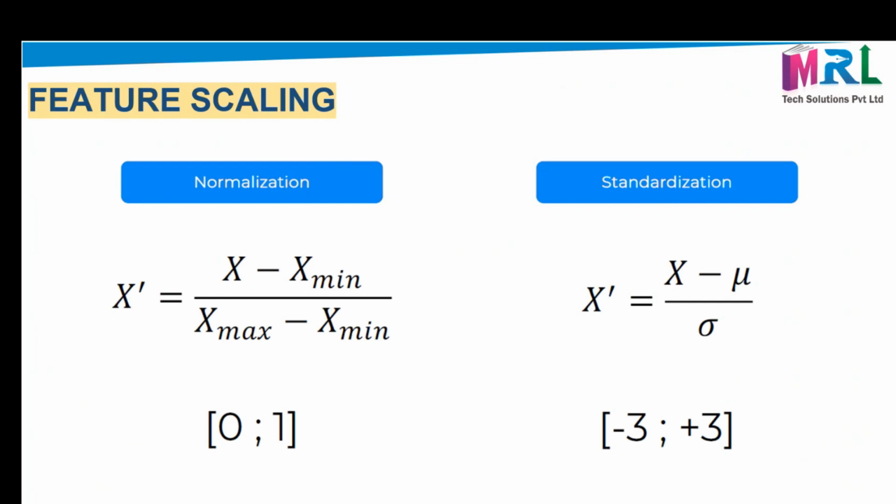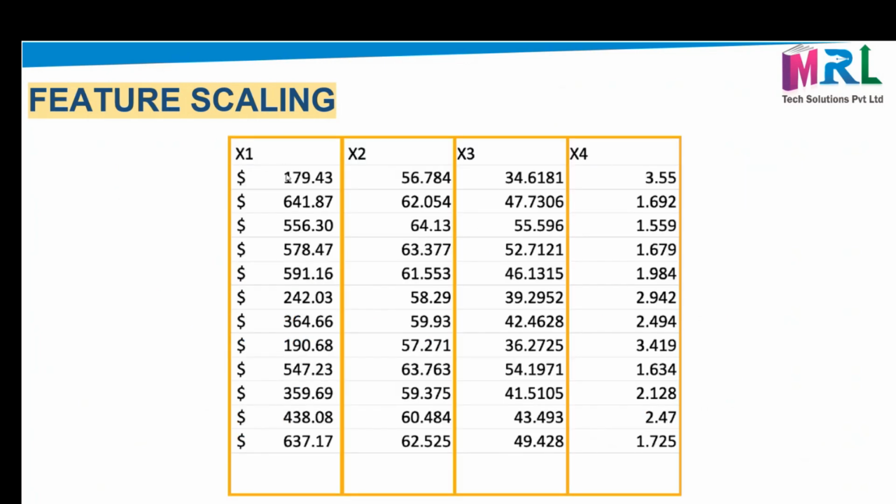So what is feature scaling? This is very important. When you have different ranges of values, for example, x1 is in the hundreds, x2 is also in the hundreds, x3 also in the hundreds, whereas x4 is in the tens. These are in different ranges. When you use these columns for training the algorithms, the larger-valued column will have more importance because its values are higher. The model doesn't know this is money and this is some other value.